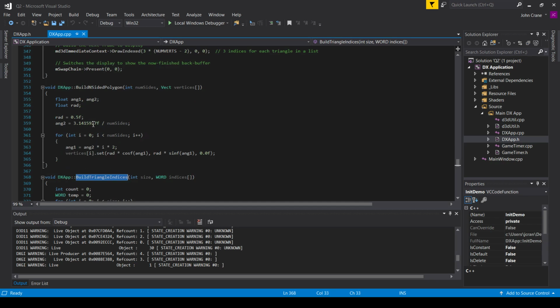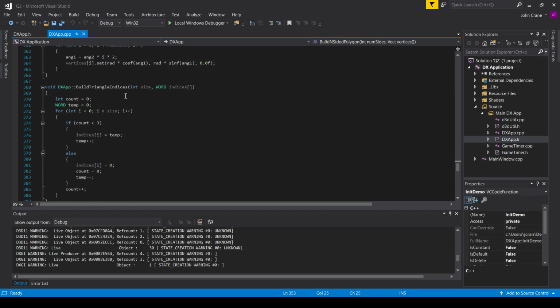So I'll go to the definition. For the build n-sided polygon function, I have two angle floats and a radius float. I just set radius to 0.5, and angle 2 is equal to pi divided by number of sides. And then for this for loop, it creates a new angle for angle 1 by multiplying angle 2 times the index times 2, and then for each vertice I set the x, the y, and the z based on these calculations.